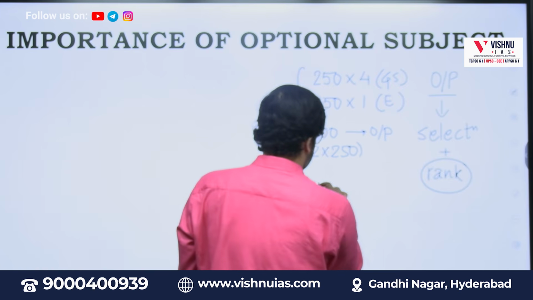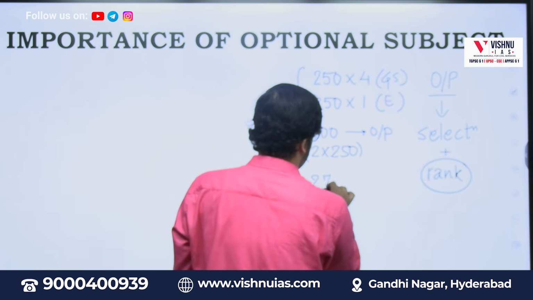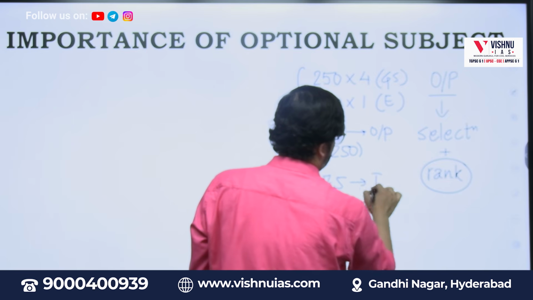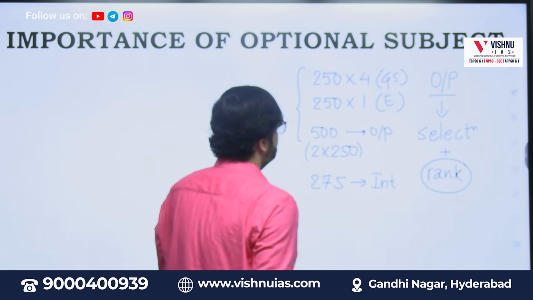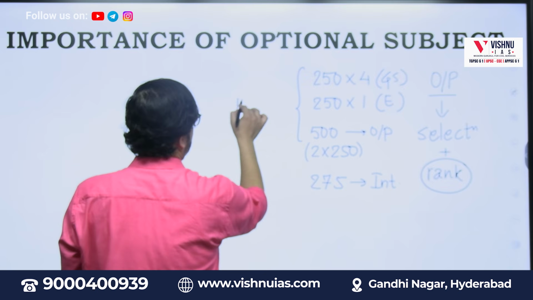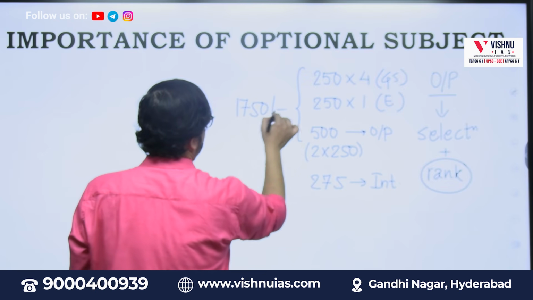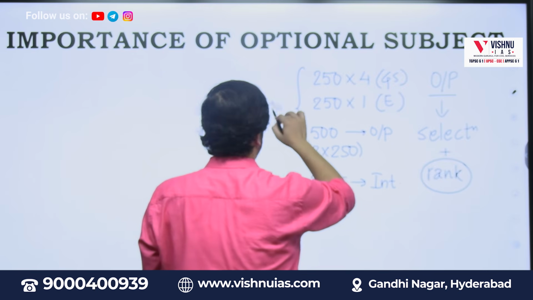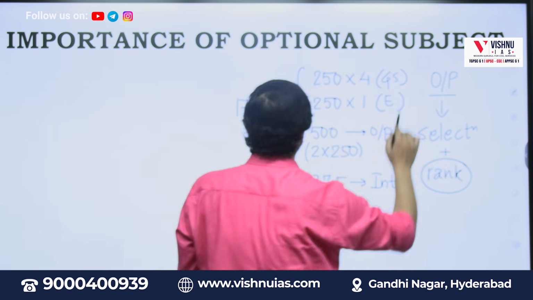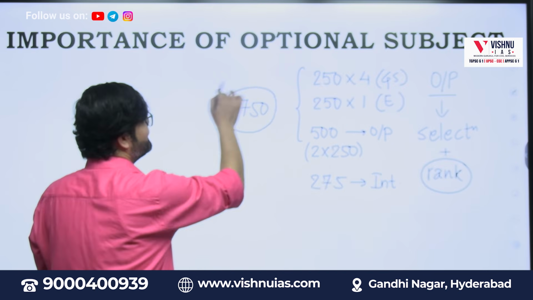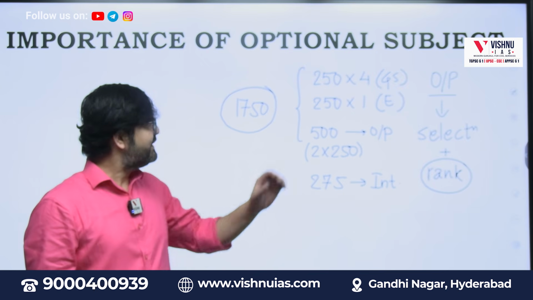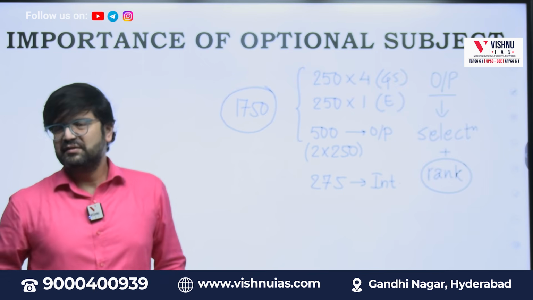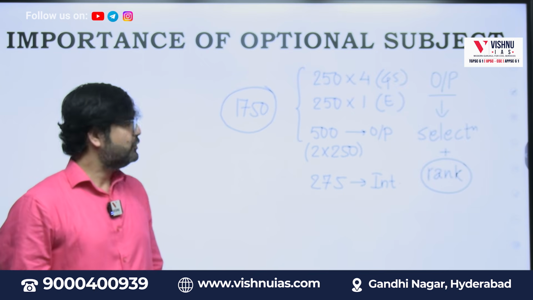In fact, then you also add how much? 275 for what? The interview. So this comes out to 1750 marks. Oh, sorry, natural tendency of writing rupees always. 1750 marks, out of which 500, that is almost 30%, is devoted to your optional paper.